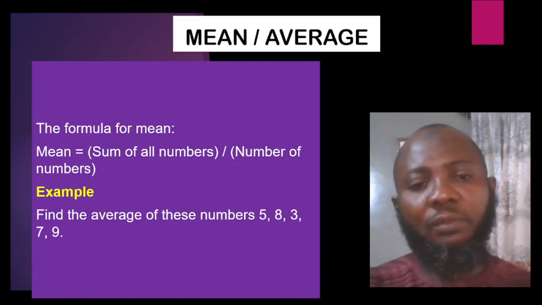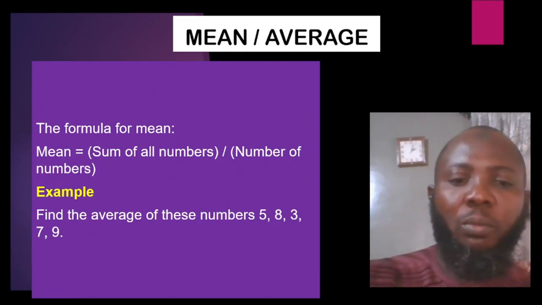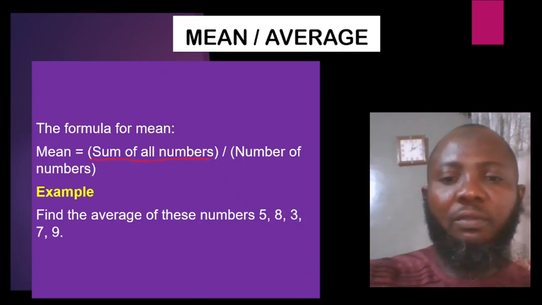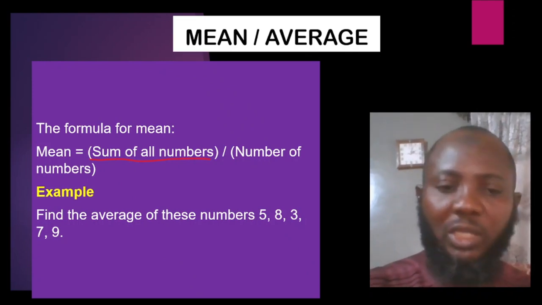So under the formula for mean, when I ask you to find the mean or average of a set of numbers, you sum all the numbers, add all the numbers together, then you divide it by what? The number of numbers. That's how many numbers you have there. So let's look at this example.